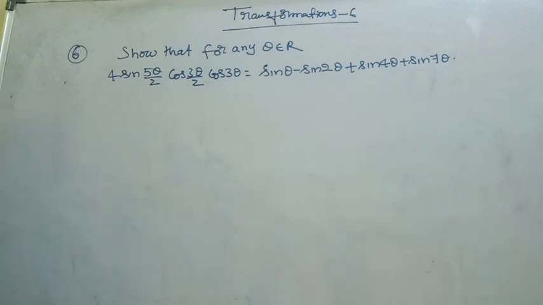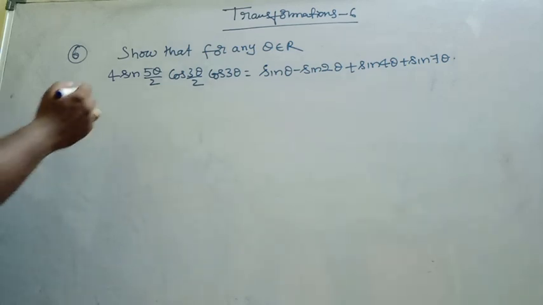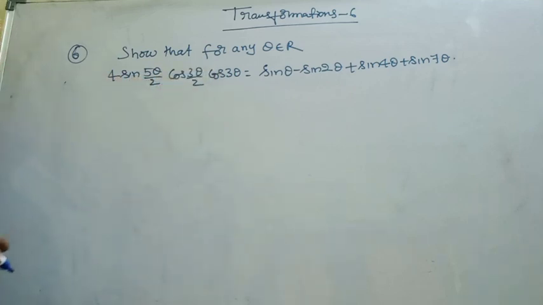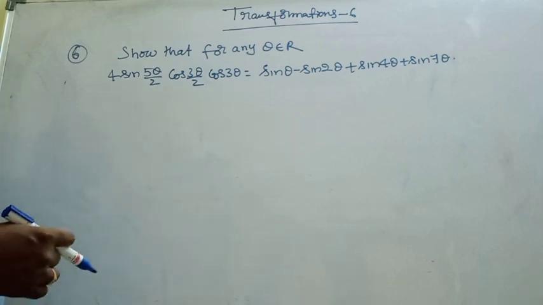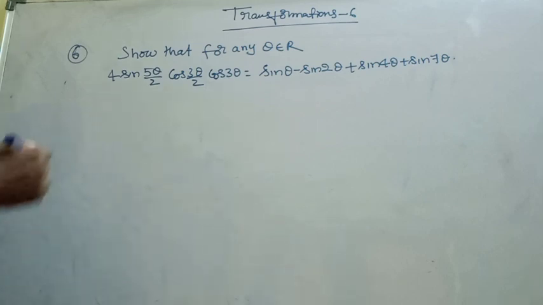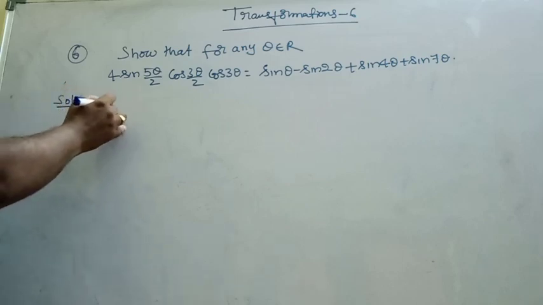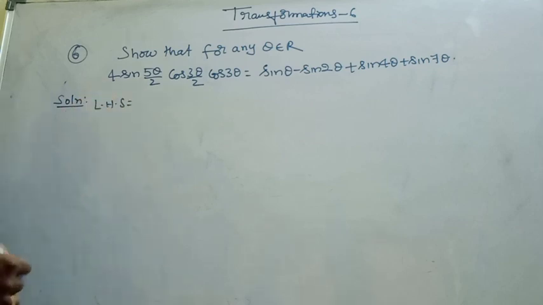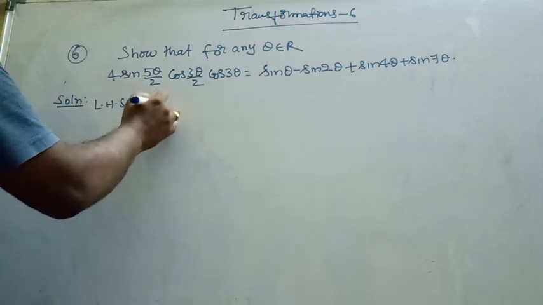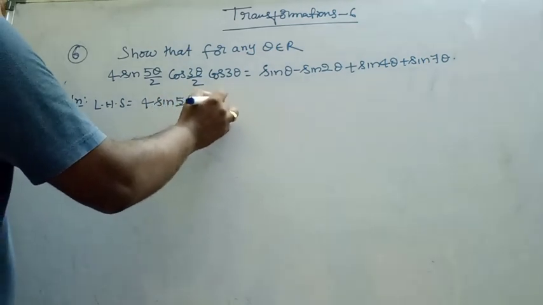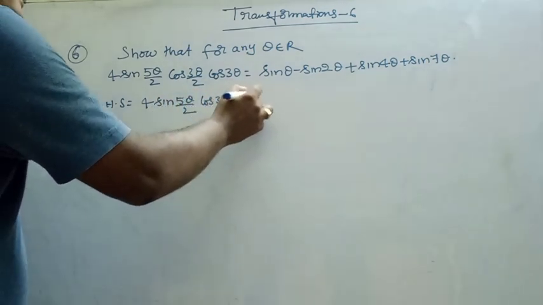See this problem now. Show that for any theta belonging to R, 4 sin 5 theta by 2 cos 3 theta by 2 cos 3 theta is equal to sin theta minus sin 2 theta plus sin 4 theta plus sin 7 theta. This is what you require to prove. Now take the left hand side part. The left hand side is 4 sin 5 theta by 2 cos 3 theta by 2 cos 3 theta, right?